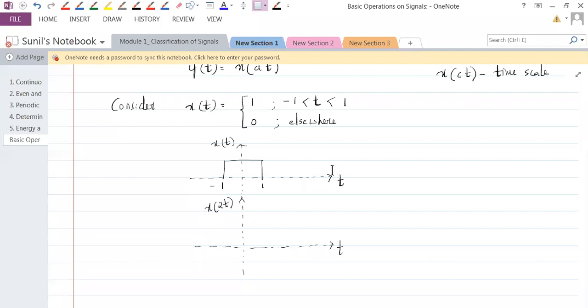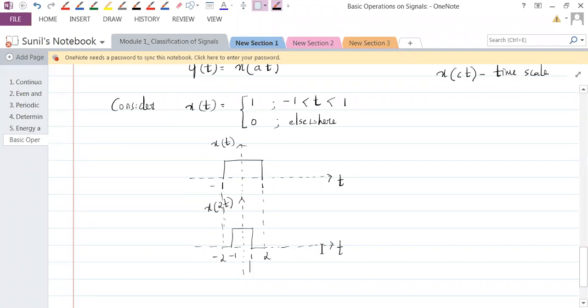Get that point? Now, if the time is going to expand, this 1 and minus 1 would become what? Minus 2 and plus 2. But what would happen to the signal? I've told you the signal will not change. The signal will still be there in minus 1 and plus 1. Is this understood, everybody? Yes. So the signal is not varying, but the time axis is varied because it is doubled.